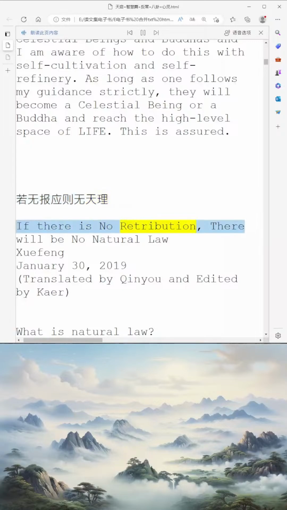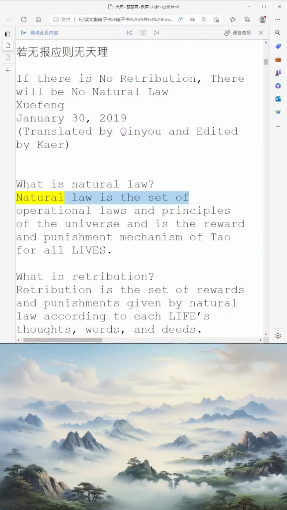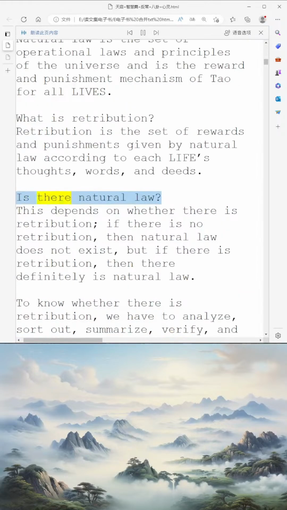If there is no retribution, there will be no natural law. Xiefeng. What is natural law? Natural law is the set of operational laws and principles of the universe and is the reward and punishment mechanism of Tao for all lives. What is retribution? Retribution is the set of rewards and punishments given by natural law according to each life's thoughts, words, and deeds. Is there natural law?